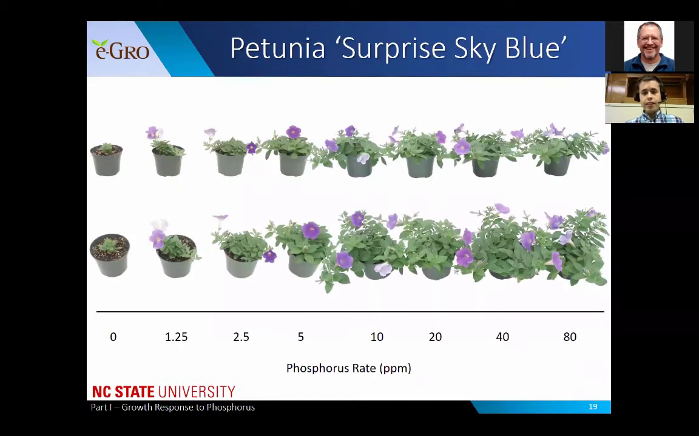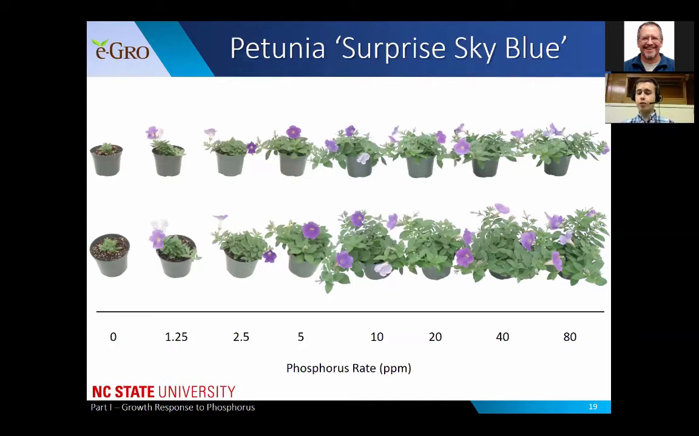And so here is one of the first studies that I did. This is Petunia Surprise Sky Blue. You can see that the plants were grown with a range of 0 to 80 parts per million phosphorus. You can see those rates on the bottom there. And you can see that, of course, the plants that were grown without phosphorus were extremely stunted. They didn't even reach floral maturation. But when you started giving the plants a little bit more phosphorus with just 1.25, the plants were a little bit bigger, still severely stunted, but they did flower.